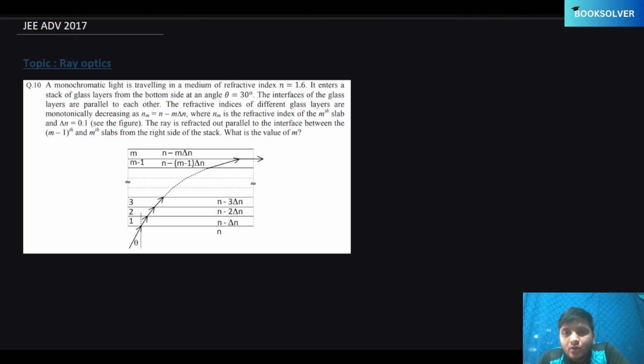Hello everyone. So today we are solving another question of JEE Advanced 2070. This is on the topic of ray optics. So let's first read the question.